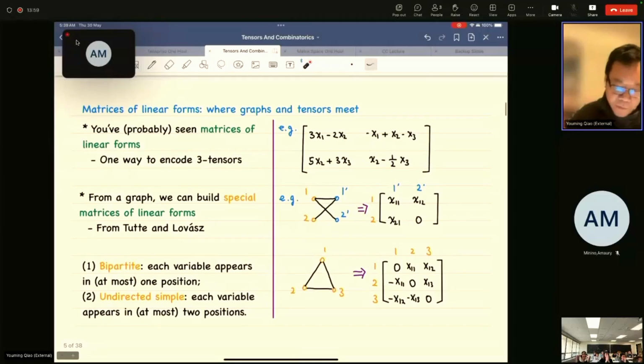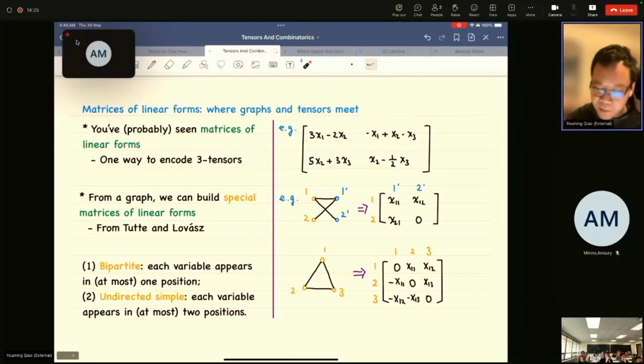And then, if you start from a graph, we can actually build some special matrices of linear forms. These constructions were first discovered and used by Tutte and Lovász, who are among the few main contributors to the creation of graph theory.